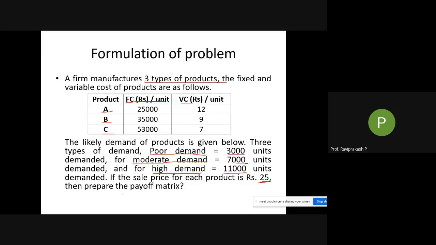Now what are they asking? They are asking you to prepare a payoff matrix. So what is a payoff matrix? In this case, when sale is coming, we need to find out profits. So in payoff, when we are selling, the payoff is the profits, what you are gaining from selling these particular products. So they are asking you to make a payoff matrix.